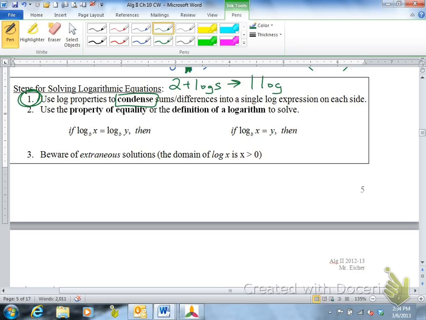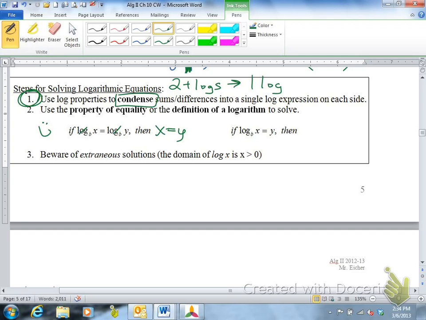The next thing, you use the property of equality, which states if you have a log on both sides, log base b and log base b, one on each side, you could cancel, and you would get x equals y. And those are really nice. Those make us happy because you have 1 log on both sides, and it's really fast.